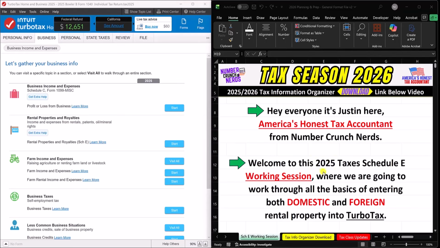Welcome to this 2025 Taxes Schedule E working session, where we are going to work through all of the basics of entering both domestic and foreign rental property into TurboTax.